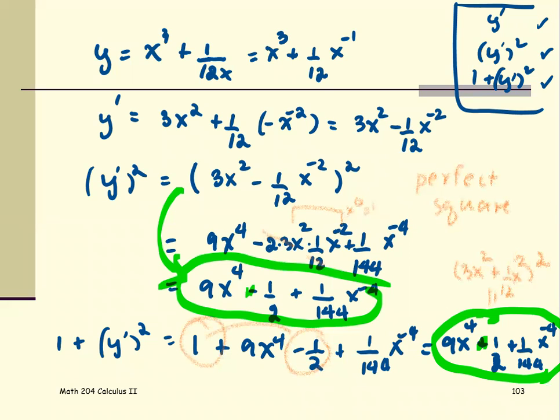Okay, now I'm going to rewrite this. That means my 1 plus y prime squared in the nice form is the perfect square of 3x squared plus 1 over 12 x to the negative second. I got all my pieces here. And what I'm going to do next is work on putting it back into the problem.